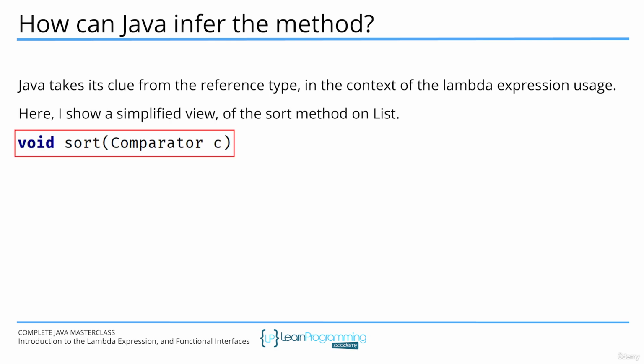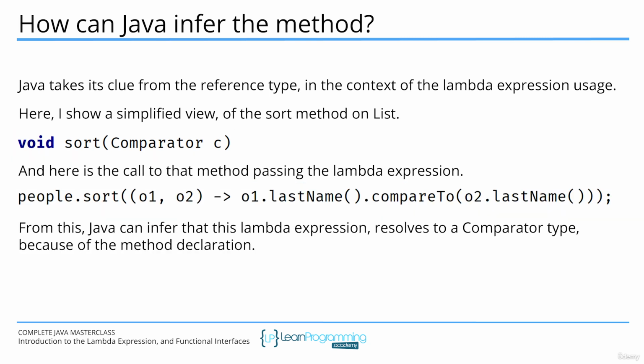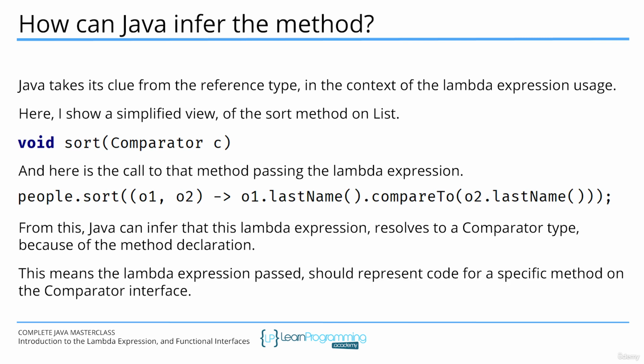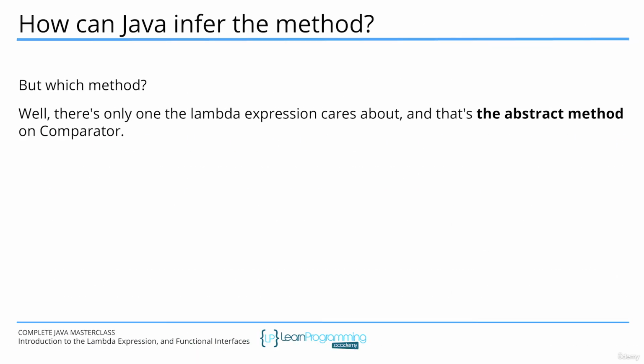Here I show a simplified view, ignoring the generic types, of the sort method on list. And here is the call to that method passing the lambda expression. From this, Java can infer that this lambda expression resolves to a comparator type because of the method declaration. This means the lambda expression passed should represent code for a specific method on the comparator interface. But which method? Well, there's only one the lambda expression cares about, and that's the abstract method on comparator.